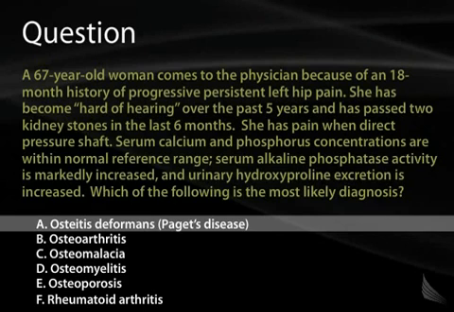hearing problems. And the 2 biochemical hallmarks are increased serum alkaline phosphatase and increase in the urinary hydroxyproline, both of which are markers of high bone turnover. Again, like vitamin D deficiency, Paget's disease is also a disease of high bone turnover. So the correct answer again is A.